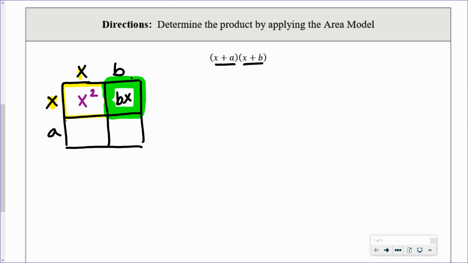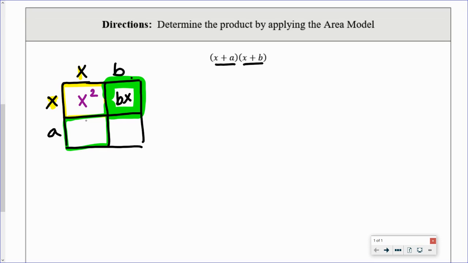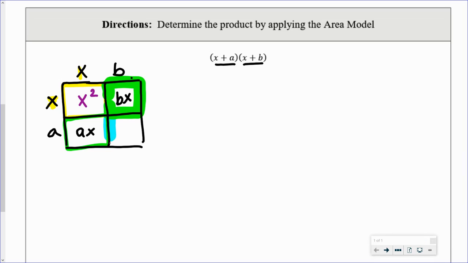The next region we'll look at is this bottom left-hand region. Now this region has dimensions a, which we can see, by x. So we'll multiply those together and we'll get a times x for the area of that region. And then there's one region left to find the area of, and that's this bottom right-hand region. And that has dimensions a by b. So the total area of that region is going to be a times b.